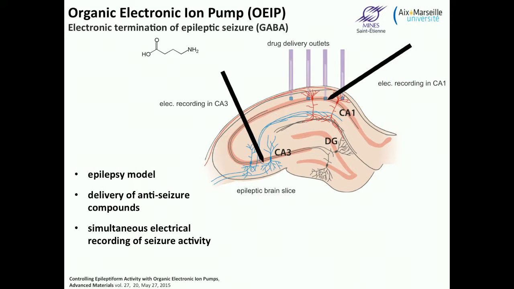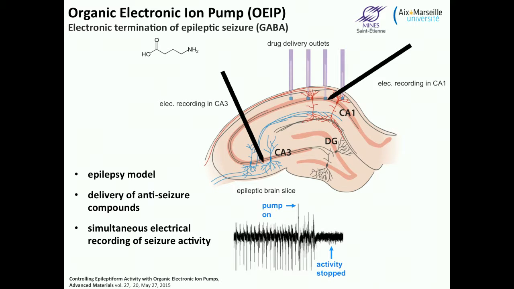So in one example, we took four outlet electronic ion pumps and put them in proximity to brain slices representing epileptic seizures. This is a model system derived at the University of Marseille by Christophe Bernard's team. We pump, in this case, the neurotransmitter GABA down to this region, and these molecules are launched as an antagonist for this epileptic seizure. So the idea is to try to suppress the seizure.